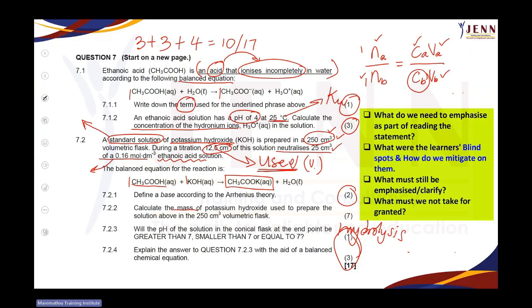10 out of 17 is more than 50% of this question. So that means you would have been, or I would have been able to score a lot of marks without going into a difficult question, 7.2.2. And it's not really that difficult.